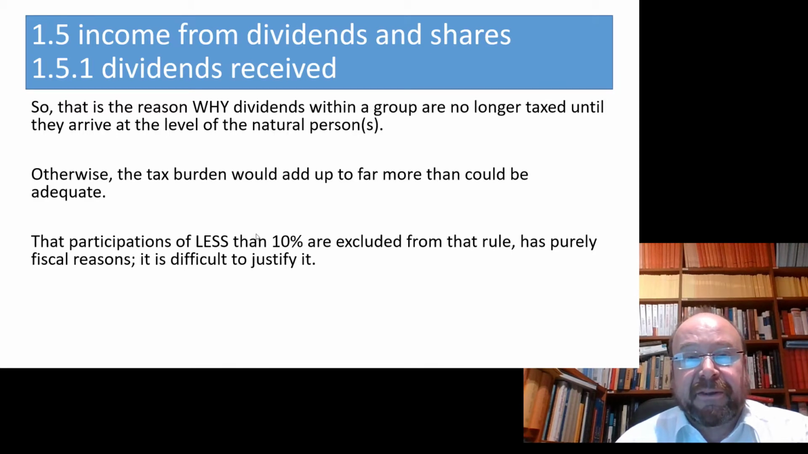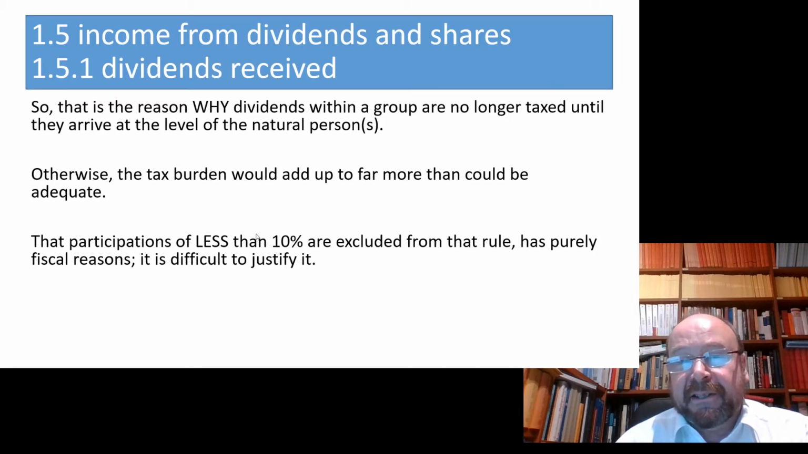Now that the participations of less than 10% are excluded from that treatment by 8b(4), that's not really convincing, because also there you have that twofold taxation with corporation tax in the same sector, namely the corporation tax relevant sector. It's difficult to justify it. It is just made in order to get more money.